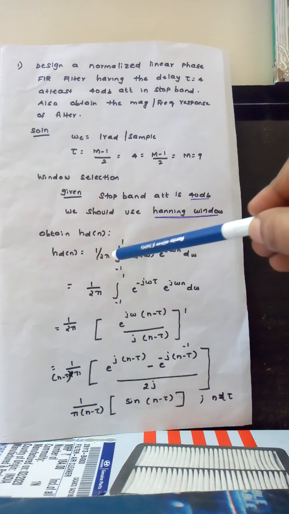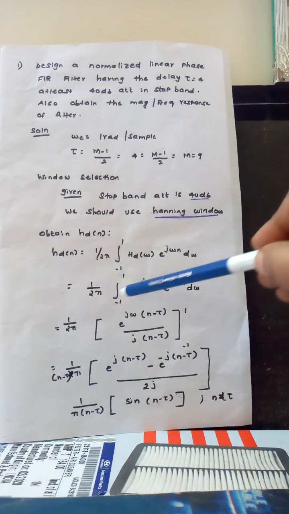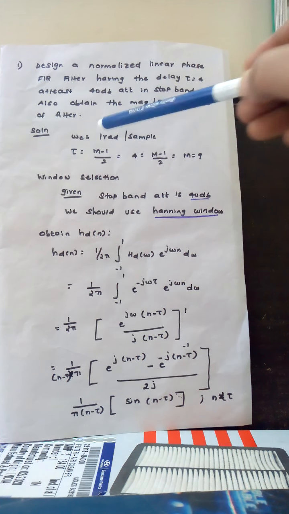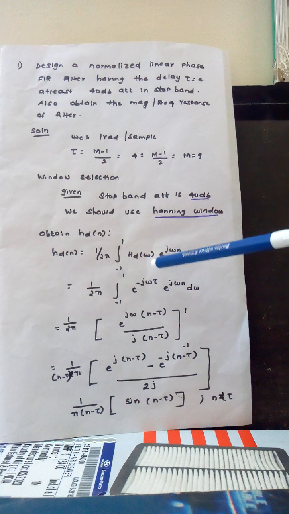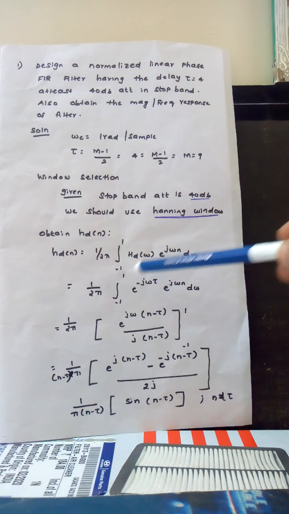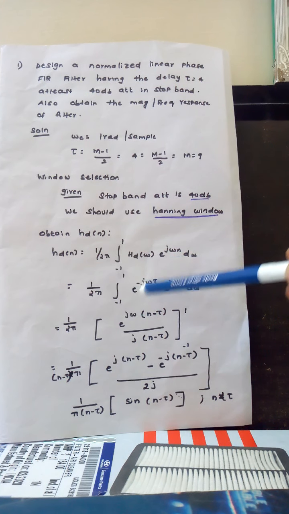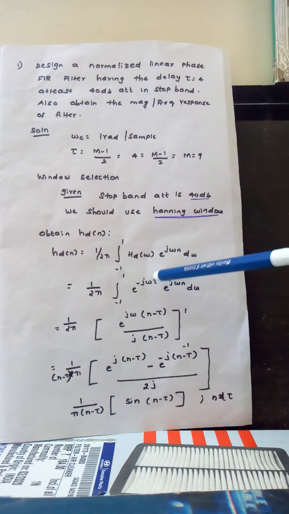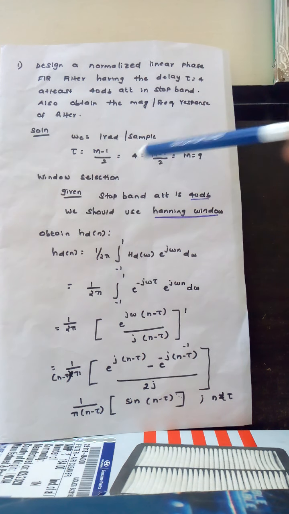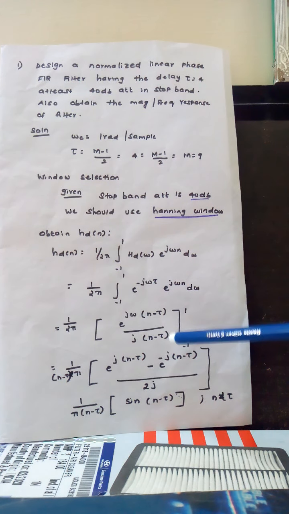So third, we have to find hd of n. The formula will be 1 by 2 pi integral over minus omega c to plus omega c. We got omega c as 1, so it is minus 1 to 1, Hd of omega into e to the power of j omega n d omega. Your general unit sample response is e to the power of minus j omega tau. If we want the tau value, we can replace it by (M minus 1) by 2, or we can keep tau as it is, because we know the tau value.